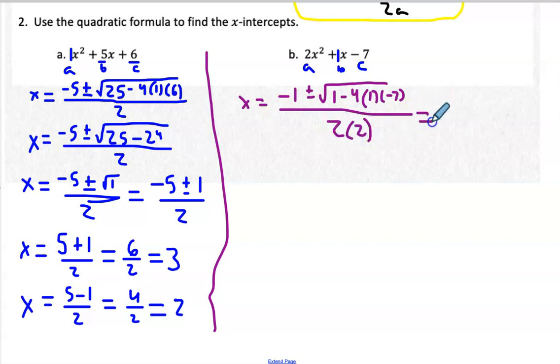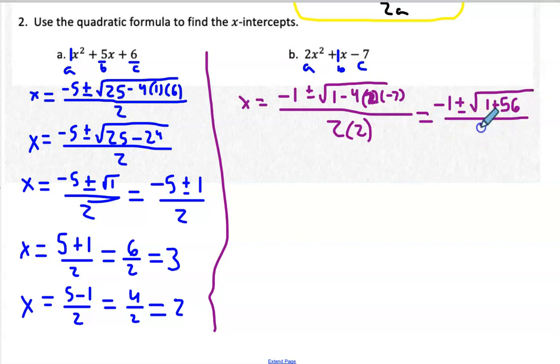All right, so let's keep going here. So we have negative 1 plus or minus. Let's simplify under that square root a bit. So we have 1, let's see here, negative 4 times 1 is negative 4, times negative 7 is, oops, I messed up, didn't I? Hopefully you guys were yelling at the screen. A is 2. There we go. So negative 4 times 2 is negative 8. Negative 8 times negative 7 is a positive 56.